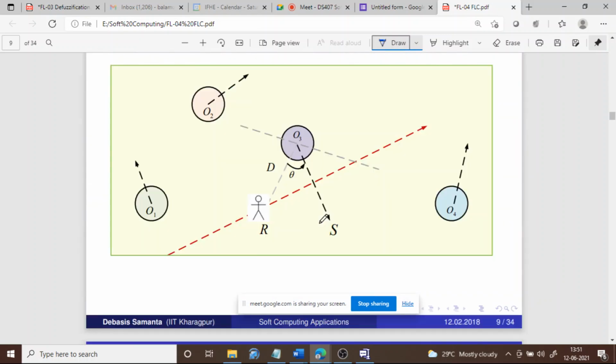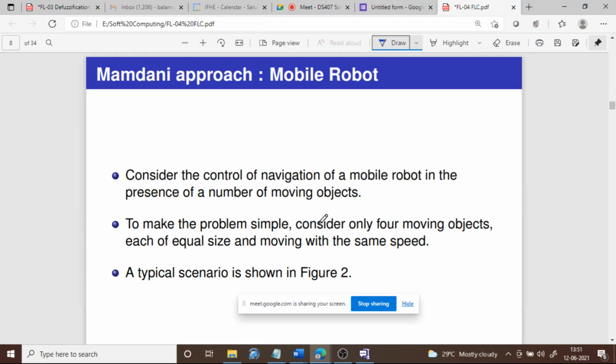Okay, fine. Let us stop here. The further things we'll discuss in the next session. I'll just give an overview. We'll be discussing the Mamdani approach using this particular example called the mobile robot. Here we want to make a robot move. We want navigation of a mobile robot in the presence of moving objects. That is, the robot should navigate in the presence of moving objects.